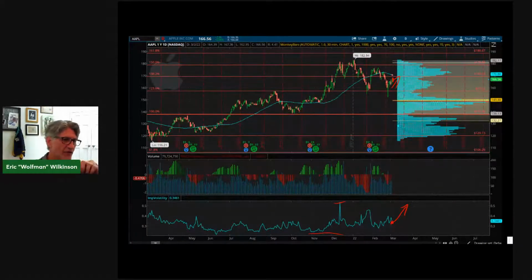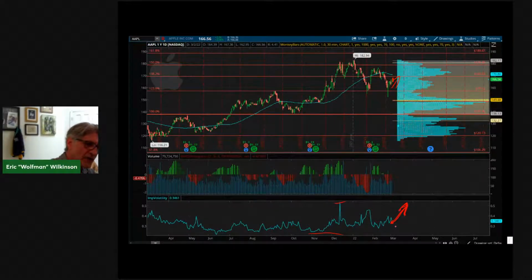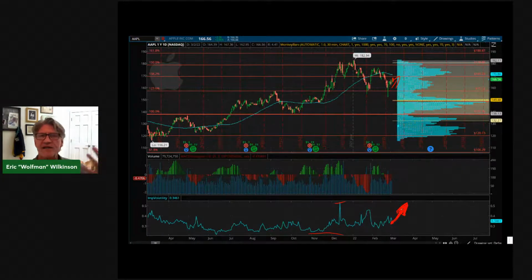The other thing, I expect volatility to rise here going forward. So if I expect volatility to rise, then what does that tell me? I expect prices of the options to start rising as well.